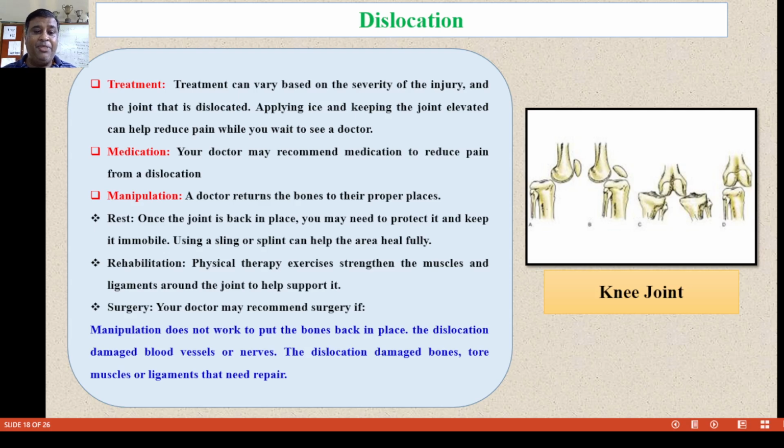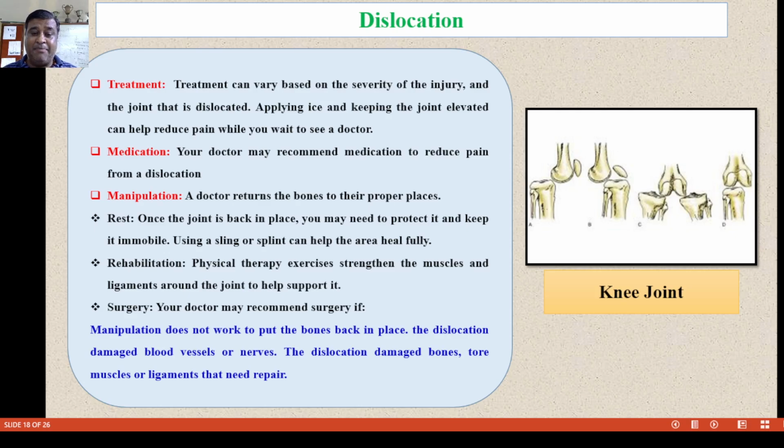Manipulations we have to do, sometimes rest. Once the joint is back in place, you need to protect it and keep it immovable. Sometimes using a sling or splint can help the area to heal fully. Rehabilitation process we have to do.